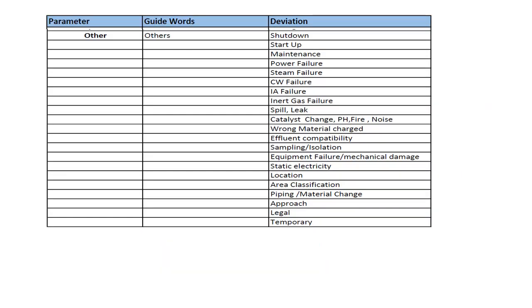Similarly, there are some other situations like shutdown, startup. So what happens in the process is sometimes the situation in the shutdown is totally different, or in the startup case the logic, the fluid, the pressure, temperature, everything becomes different. So there may be a startup condition, there may be a situation of maintenance. Power failure, this is a very important thing when you are doing Hazop for the whole complex. So how the power failure will impact your process, right?